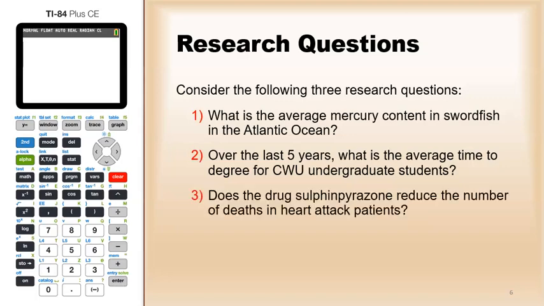Does the drug sulfentrazone reduce the number of deaths in heart attack patients? So here the population would be heart attack patients. The parameter would be the difference in the proportions, or the difference in the number of deaths between those who are taking sulfentrazone and those who aren't.